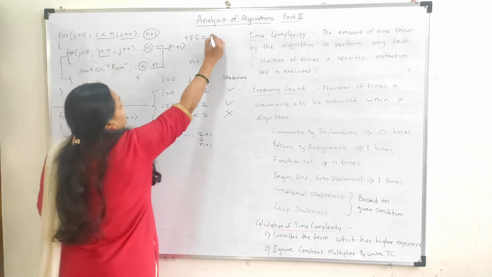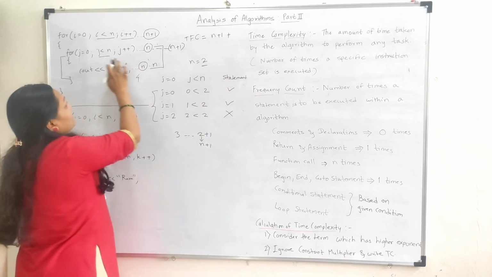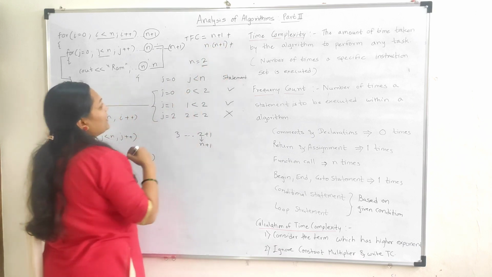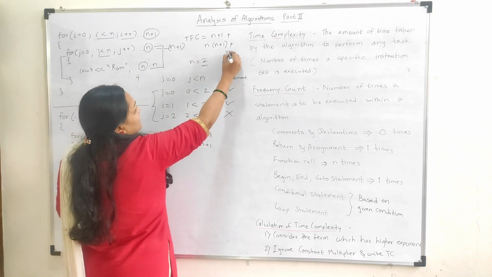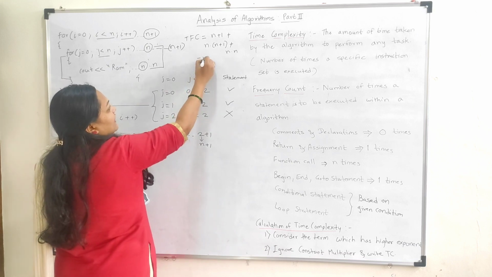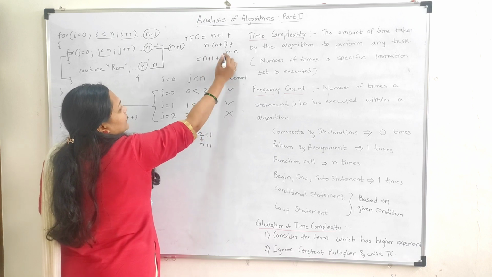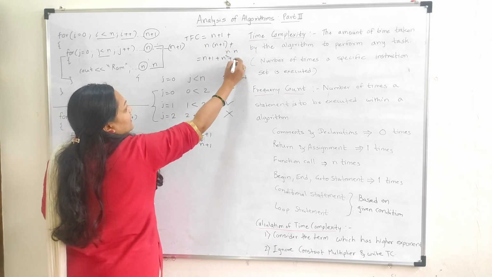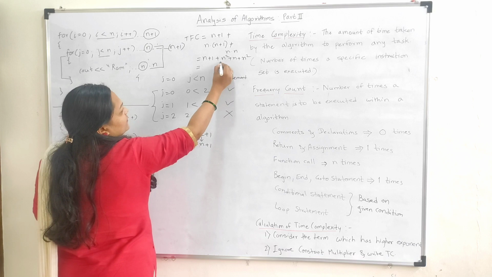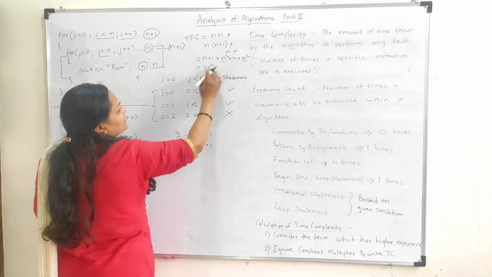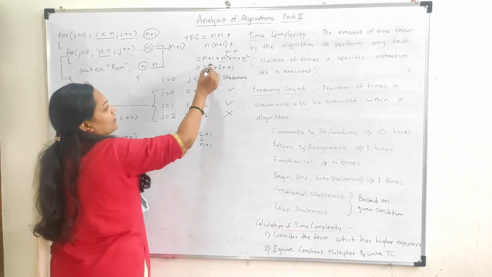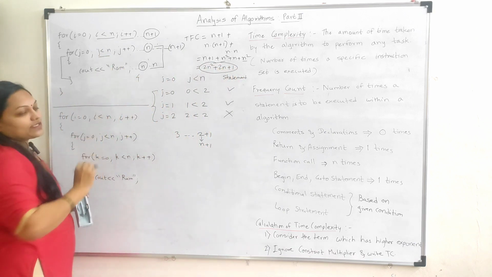So for this statement frequency count is n plus 1, plus, for this statement frequency count is n into n plus 1, plus, for this statement frequency count is n into n. Okay, so total frequency count for this is n plus 1 plus n square, n into n square plus n. Okay, plus this n into n is n square. So total frequency count is 2n square plus n plus n, that is 2n plus 1. Okay, so this is total frequency count for this example.